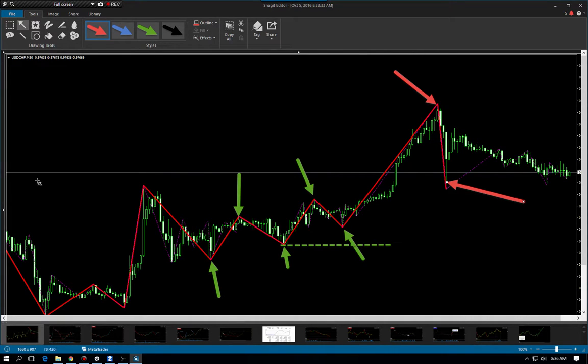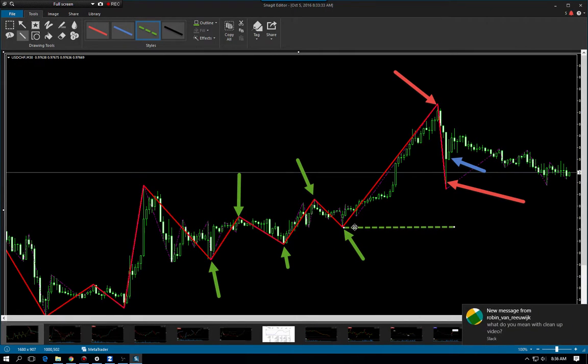So let's say you got in, we use a blue arrow. Let's say you got in here at this candle because you saw it starting to move up. Your stop loss, which in my opinion would be down here. That's your previous swing low.